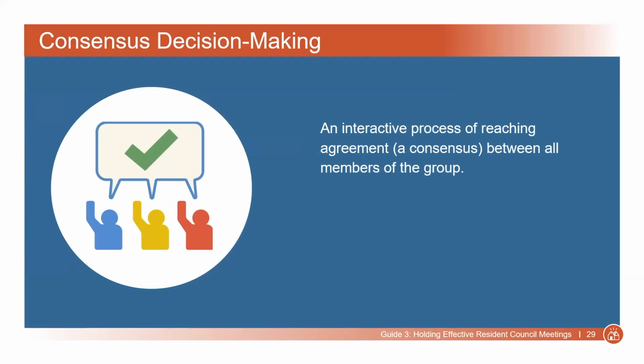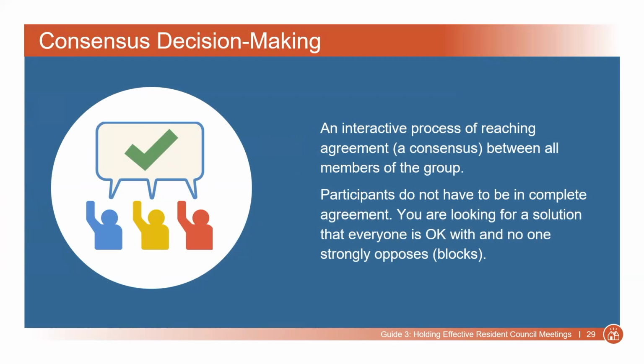Another model for decision-making is called consensus. Consensus decision-making is an interactive process of reaching agreement, a consensus, between all members of the group. Participants do not have to be in complete agreement. You are looking for a solution that everyone is okay with and no one strongly opposes, called a block.